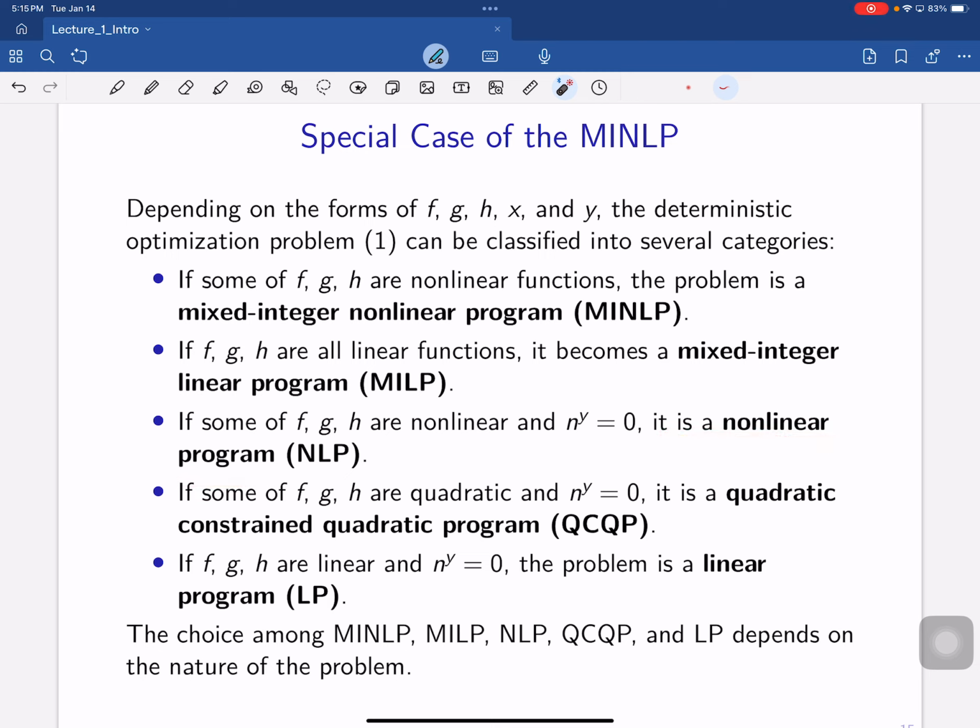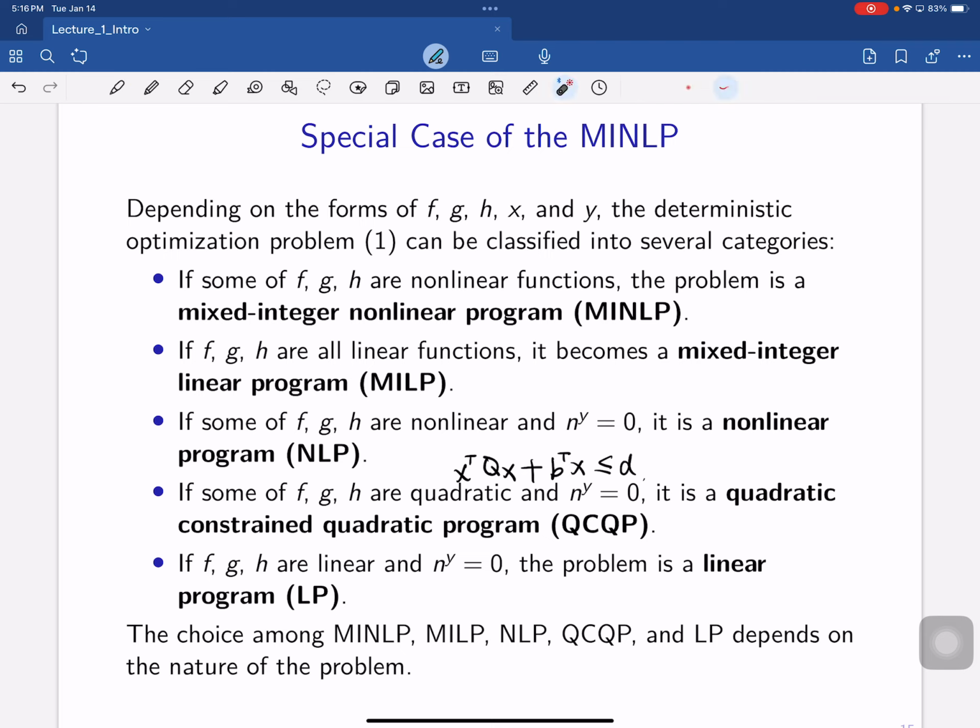And then if f, g, and h are all quadratic functions, right? Quadratic functions means you have x transpose Qx, where Q is an n by n matrix and x is an n-dimensional vector. So you should write it as x transpose Qx plus b transpose x less than or equal to, let's say, d. Right, that is a generic quadratic function.